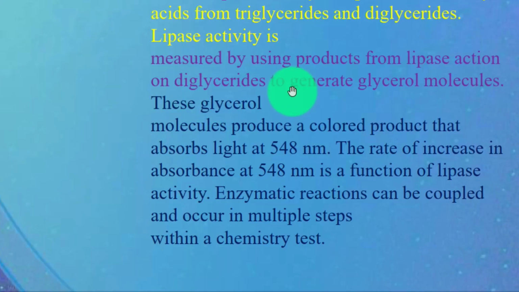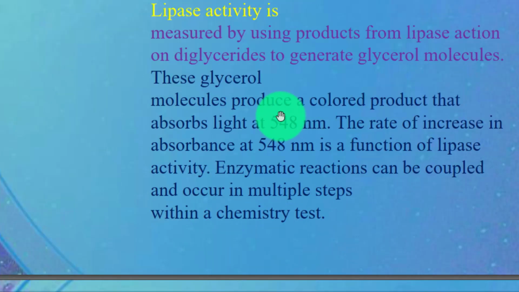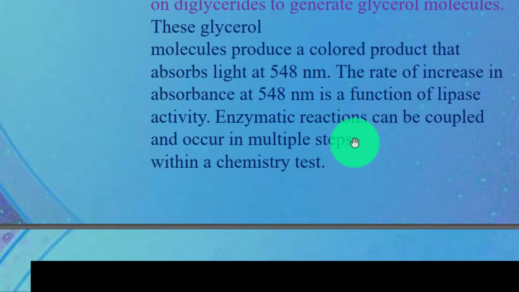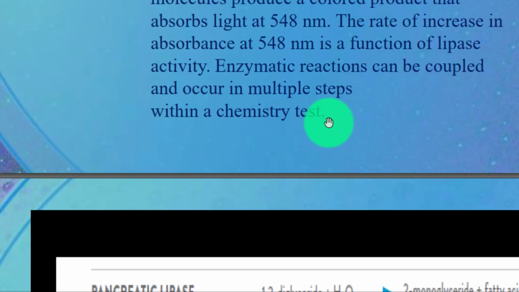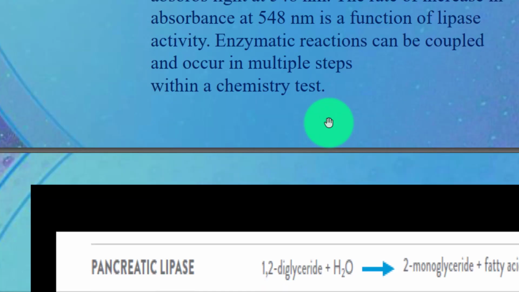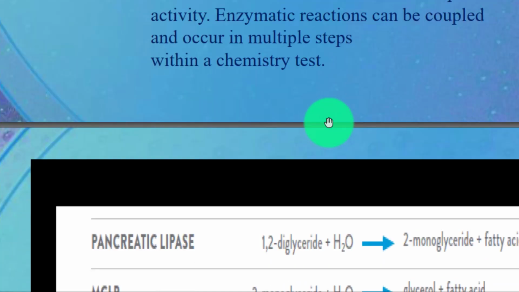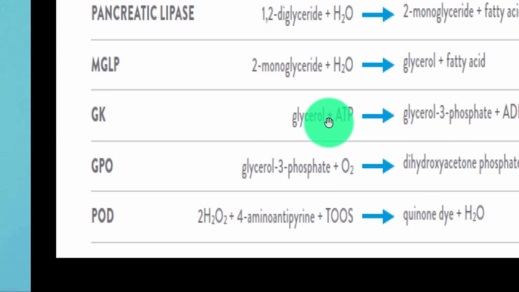Lipase activity is measured by using product from lipase action on diglycerides to generate glycerol molecules. These glycerol molecules produce a color product that absorbs light at 548 nanometers. The rate of increase in the absorbance at 548 nanometers is a function of lipase activity. Enzymatic reactions can be coupled and occur in multiple steps within a chemistry test. And here are some examples of enzymatic activity.